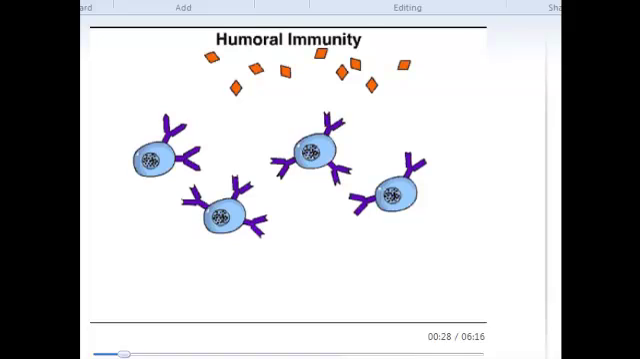These receptors here are going to be able to recognize this antigen. Notice how all these receptors are different. Every B cell has a different receptor. Only one of these B cells is going to be able to bind to that specific antigen.